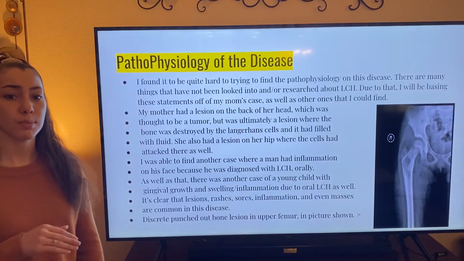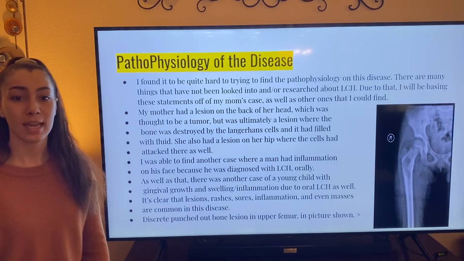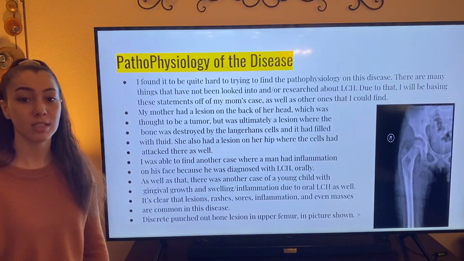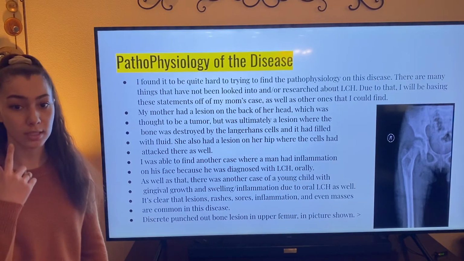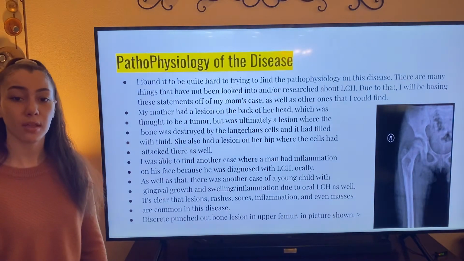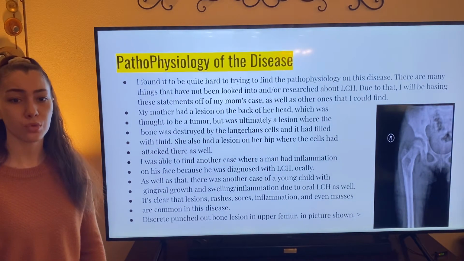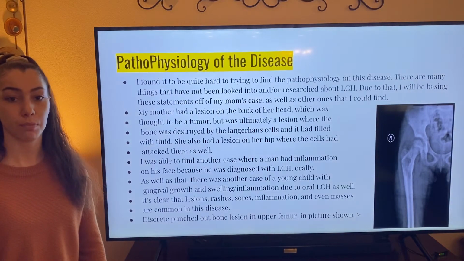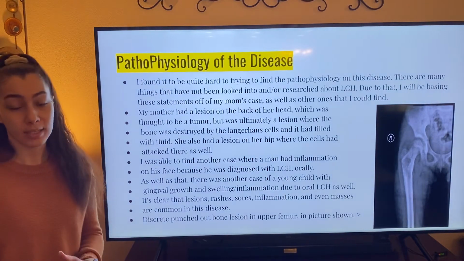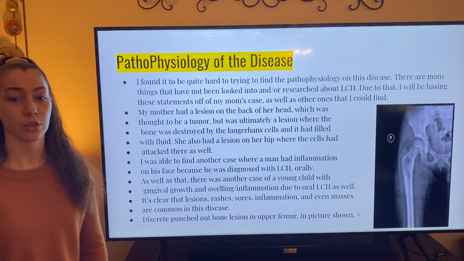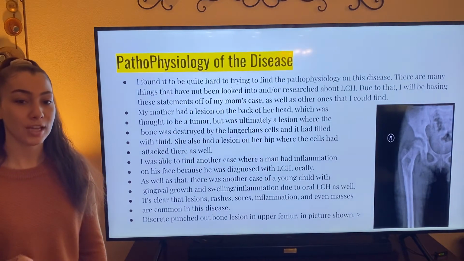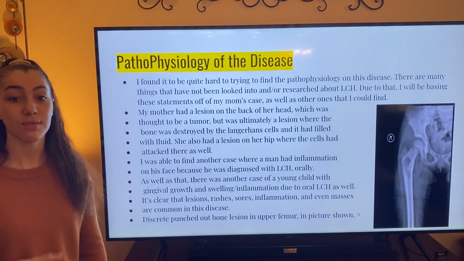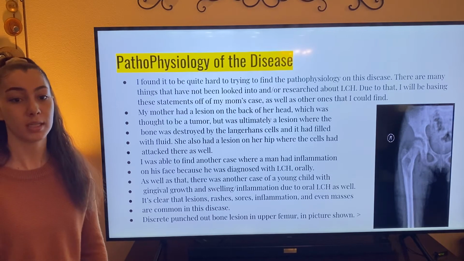Now, I was also able to find another case where a man had inflammation on his face because he was diagnosed with LCH orally. As well as that, there was another case of a young child with gingival growth and swelling/inflammation due to oral LCH as well. It's clear from those cases and other ones that I was able to research that lesions, rashes, sores, inflammation, and even masses are common in this disease.